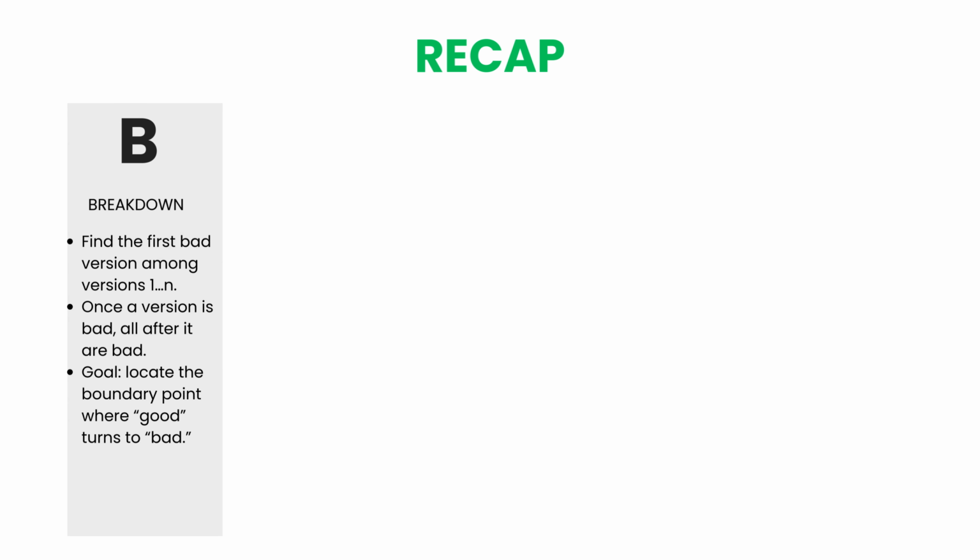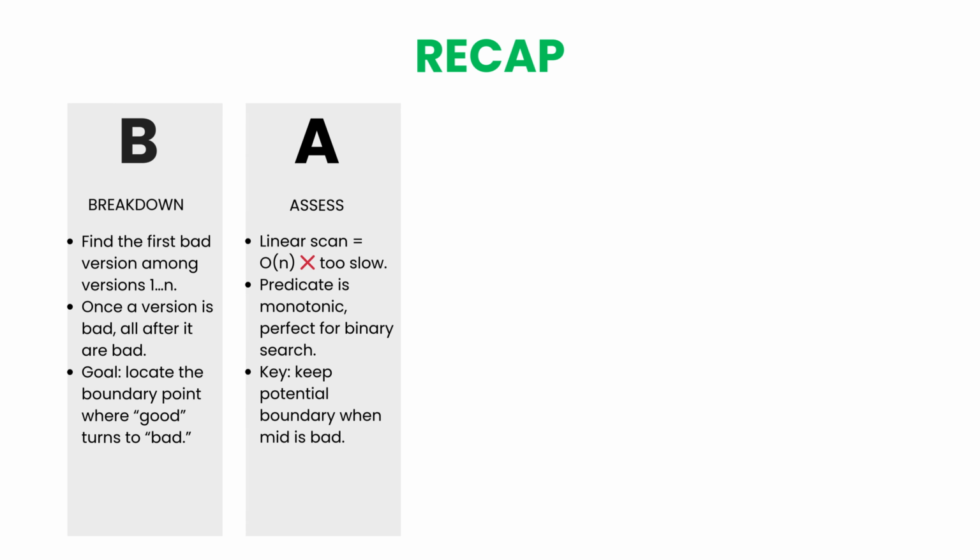Let's have a quick recap. Breakdown recap. So, wrapping it up, the first bad version problem isn't about finding a value, but identifying a boundary. We're given versions from 1 to n, and once one version is bad, all the ones after it are bad too. Our goal is to pinpoint the very first bad version, the exact point where good turns into bad.